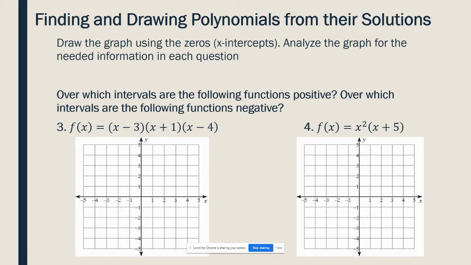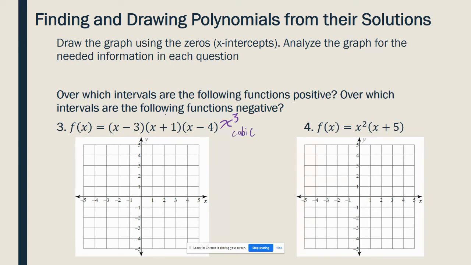It says draw the graph using the zeros or the x-intercepts, and analyze the graph for the needed information in each question. Over which intervals are the following functions positive, and over which intervals are they negative? Right here, I have f of x equals x minus 3 times x plus 1 times x minus 4. If I multiplied all those together, the degree of this polynomial would be 3, because I'd end up multiplying x times x times x, which is x cubed. So this is going to be a cubic function.